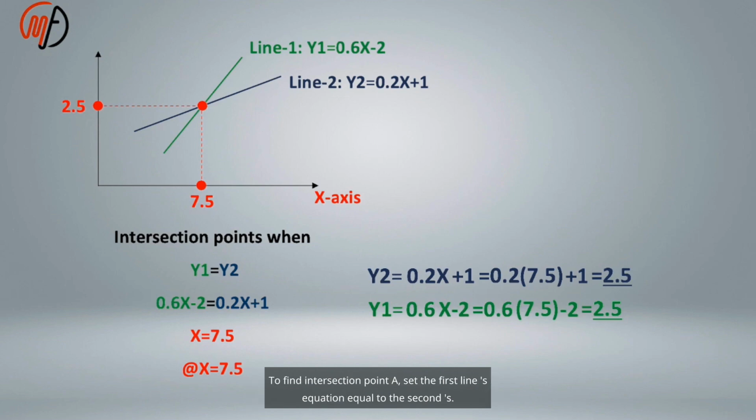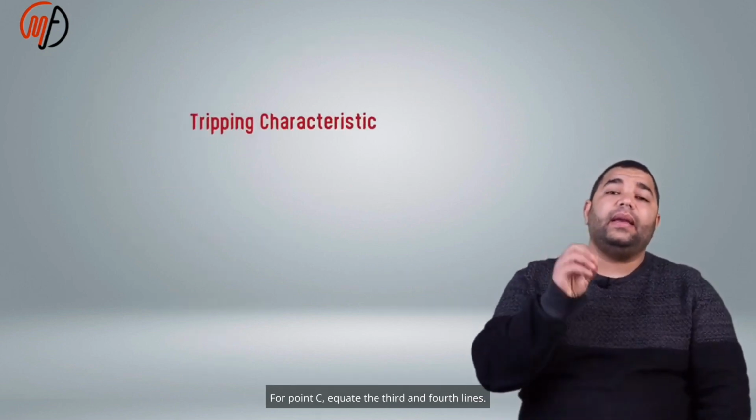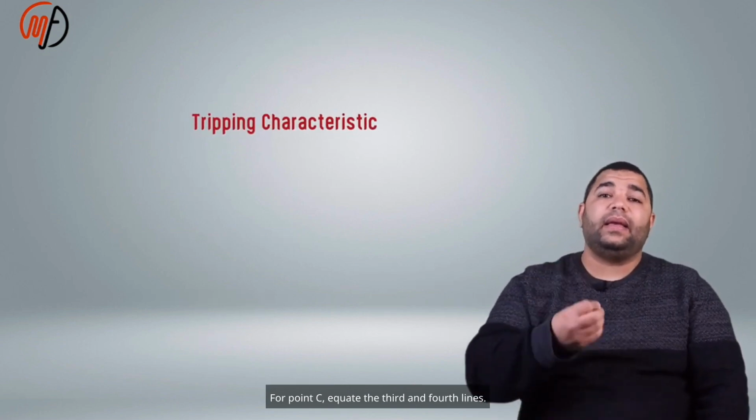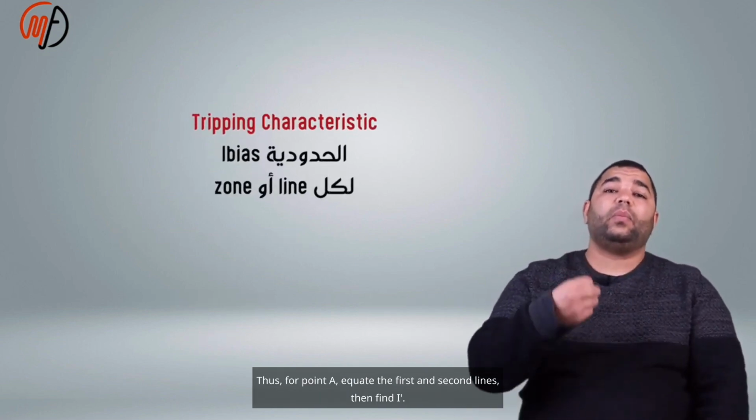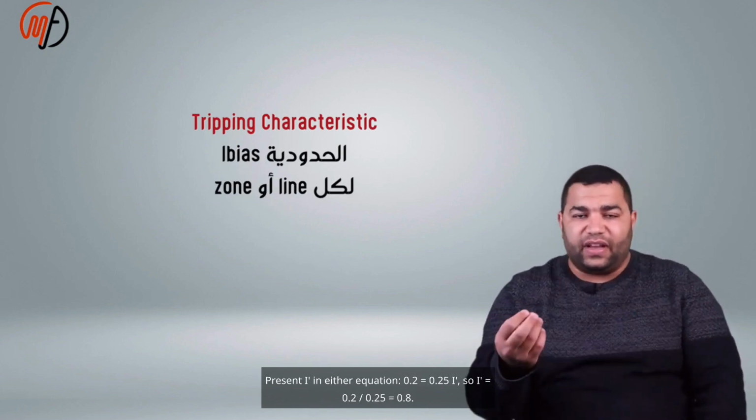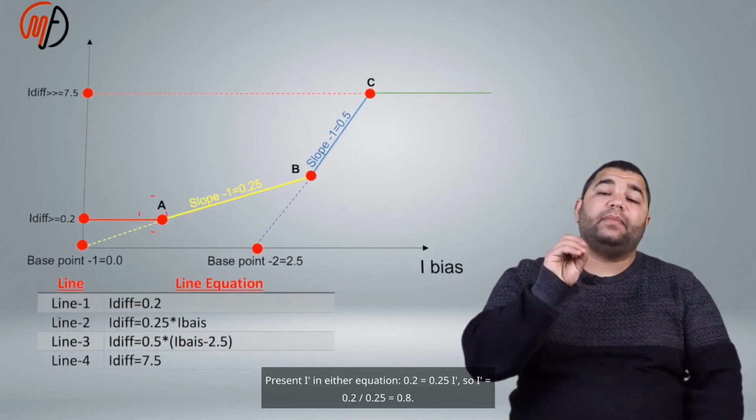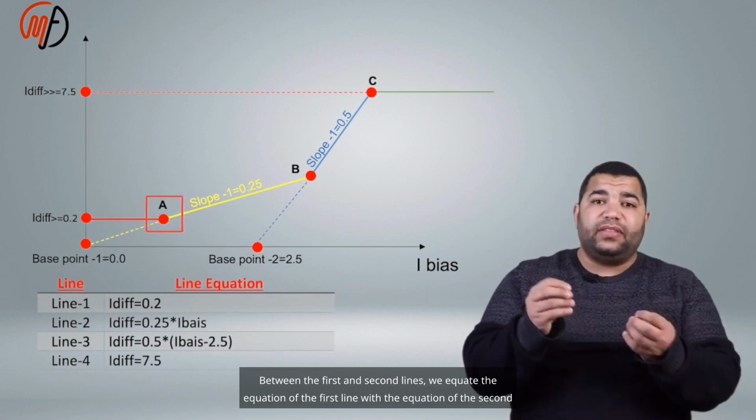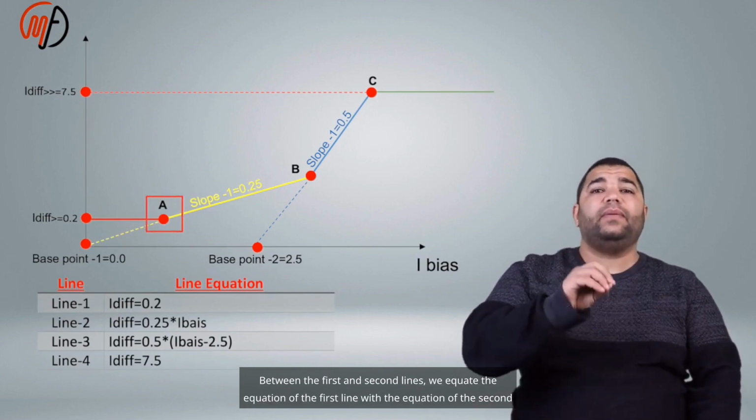To find intersection point A, set the first line's equation equal to the second's. For point B, equate the second and third lines. For point C, equate the third and fourth lines. Thus, for point A, equate the first and second lines, then find I bias, by substituting in either equation: 0.2 equals 0.25 I bias, so I bias equals 0.8. Between the first and second lines, we equate the equation of the first line with the equation of the second line.